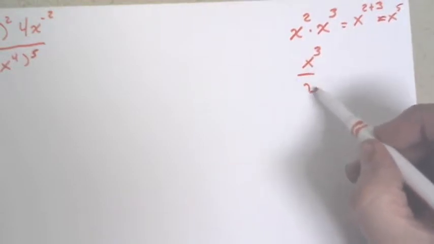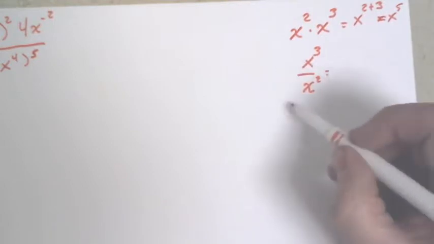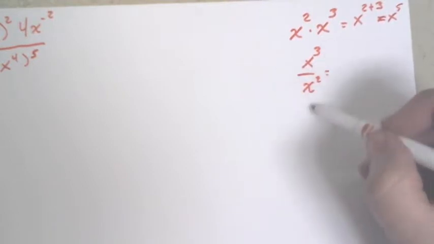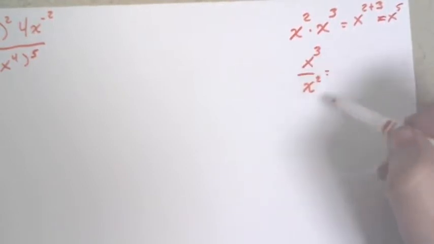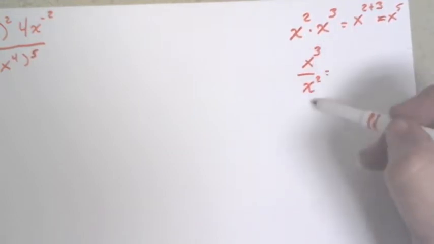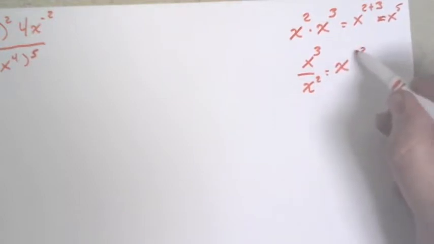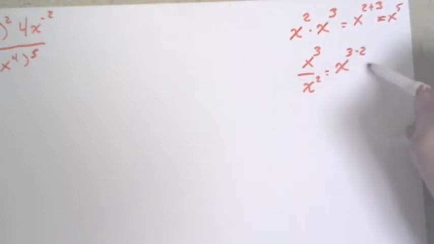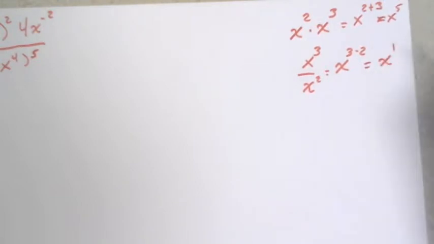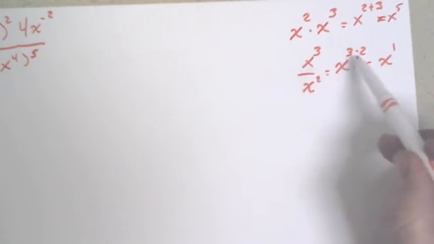Similarly, if we're dividing, this is 3 x's over 2 x's, and they would cancel. X times x times x over x times x. Every pair of x's would divide out into a 1. So both of these are going to subtract from the 3 on top. And we get a nice rule. Dividing two things with the same base, we subtract their exponents.